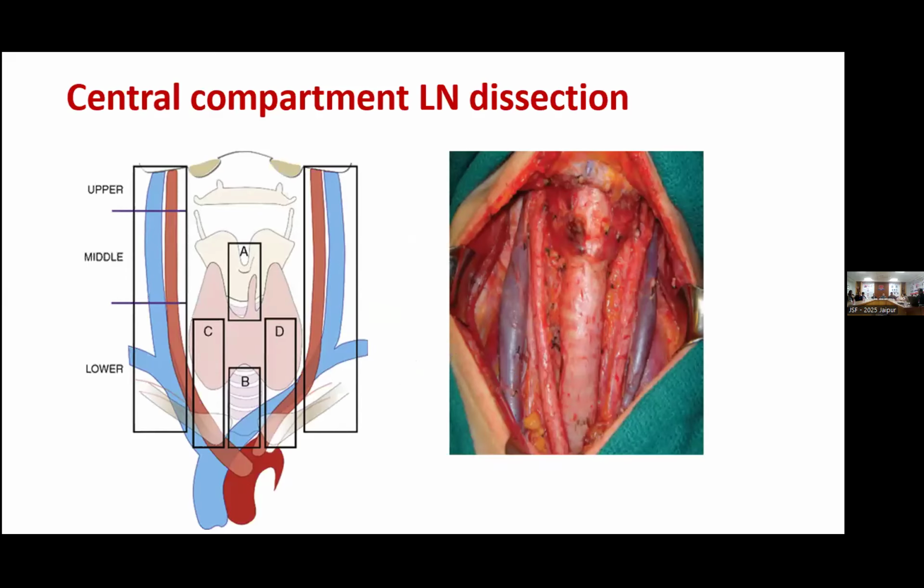Now, just one slide regarding the lymph nodes, the central compartment nodes, because they are the first echelon nodes for thyroid malignancies, which includes level A, pre-laryngeal or Delphian, B, pretracheal, C and D, paratracheal, which is along the recurrent laryngeal nerve. The rest, 2, 3, 4, 5, are the lateral group of nodes.